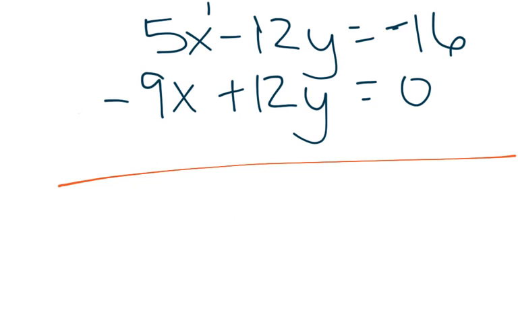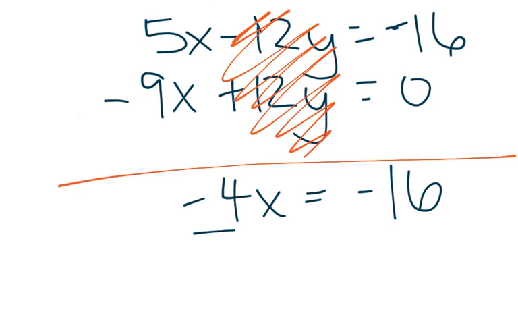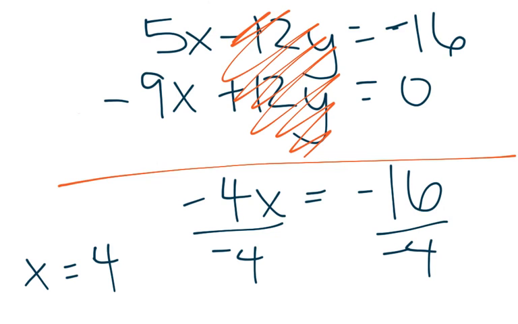Okay. The first thing that I notice is that the 12s will cancel, and I'll be left with negative 4x equals negative 16. Because 5 plus negative 9 is negative 4, and negative 16 plus 0 is negative 16. When I divide by negative 4 on both sides, I'm going to get that x is 4. Because negative 16 divided by negative 4 is positive 4.